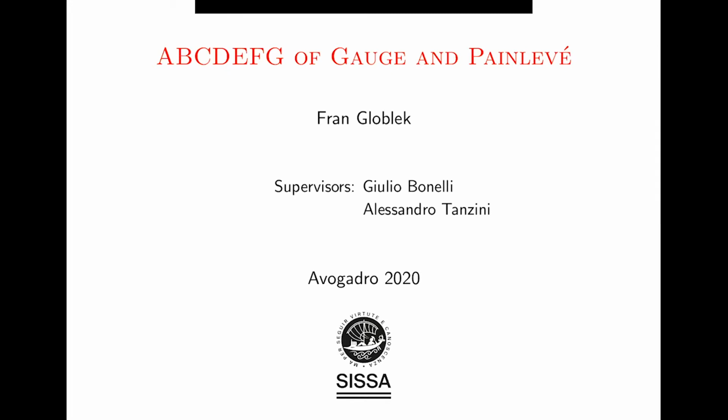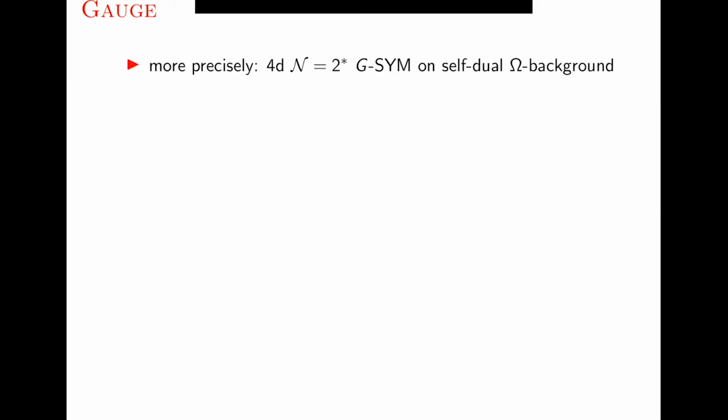So I'm going to talk about this alphabet of gauge and Painlevé correspondence. It's not going to be really that much in depth, just to say some main ideas. To start with, let me clarify what the gauge part here is. Specifically, we're considering four-dimensional N=2* super Yang-Mills with the gauge group G, and of course it's going to be one of the A to G simple Lie groups on a self-dual Omega background.